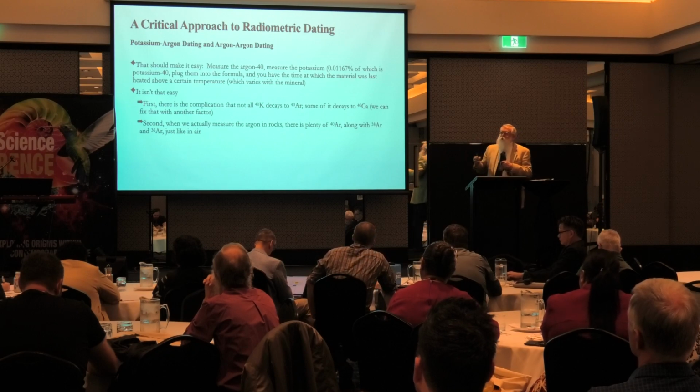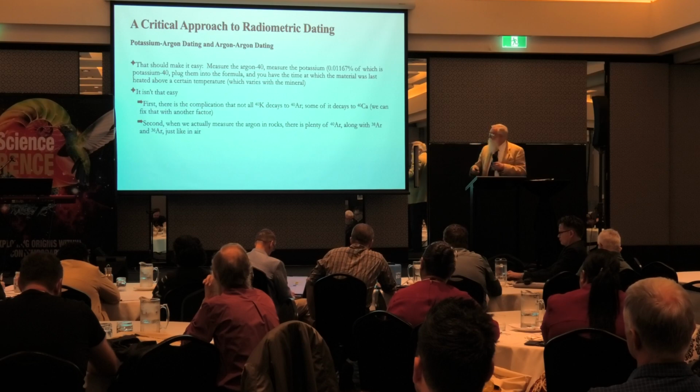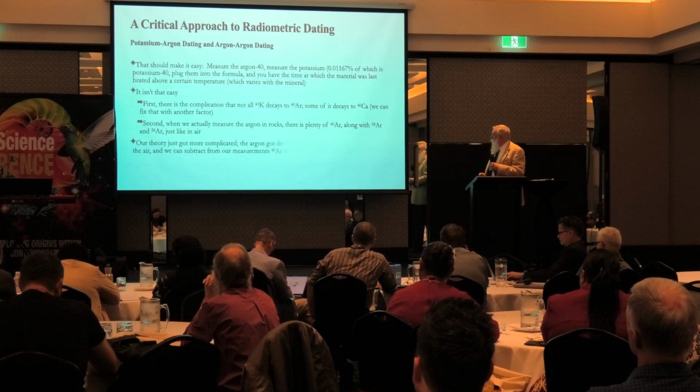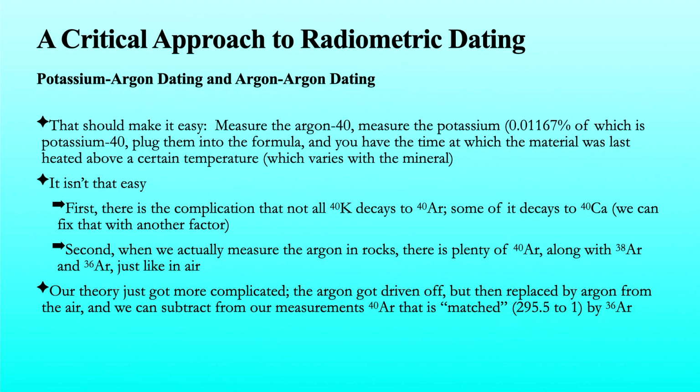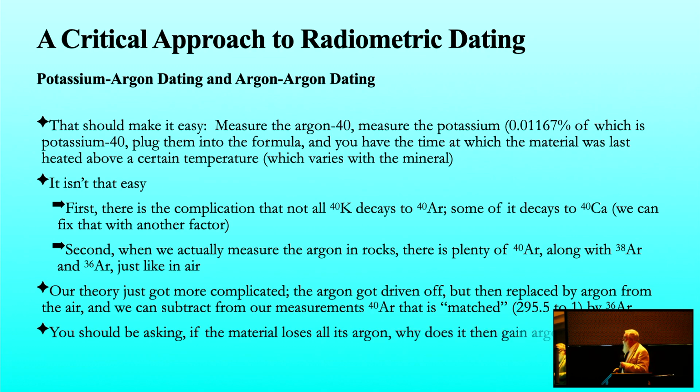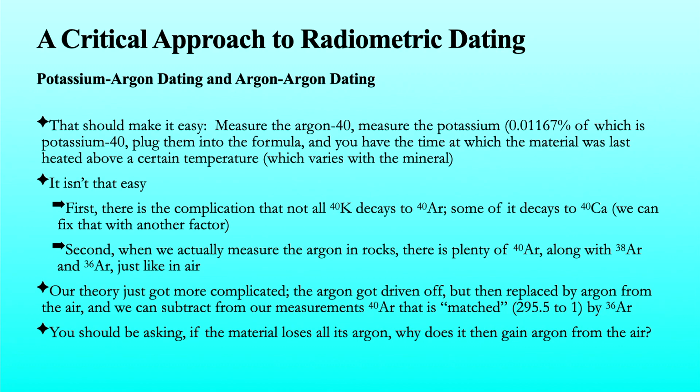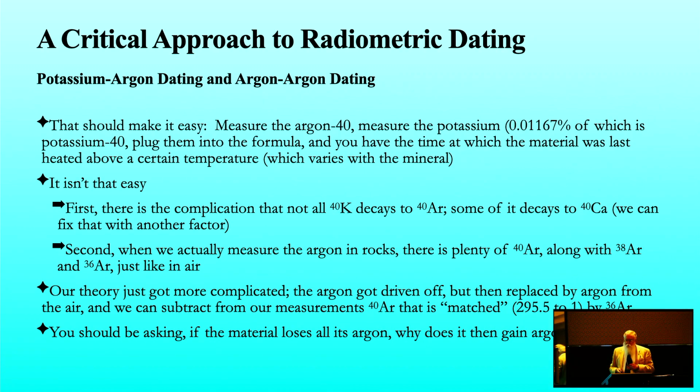Actually, what happens when it cools, it absorbs argon from the air. And so you can measure the argon-36 or the argon-38, it's usually done with 36, so that we can subtract out the argon-40. So our theory just got more complicated. The argon got driven off, but then was replaced by argon from the air. So now we subtract from our measurements argon-40 that is matched in a 295.5 to 1 ratio by argon-36. This is getting difficult. You should be asking, if the material loses all its argon, why does it then gain argon from the air? They don't usually address that.